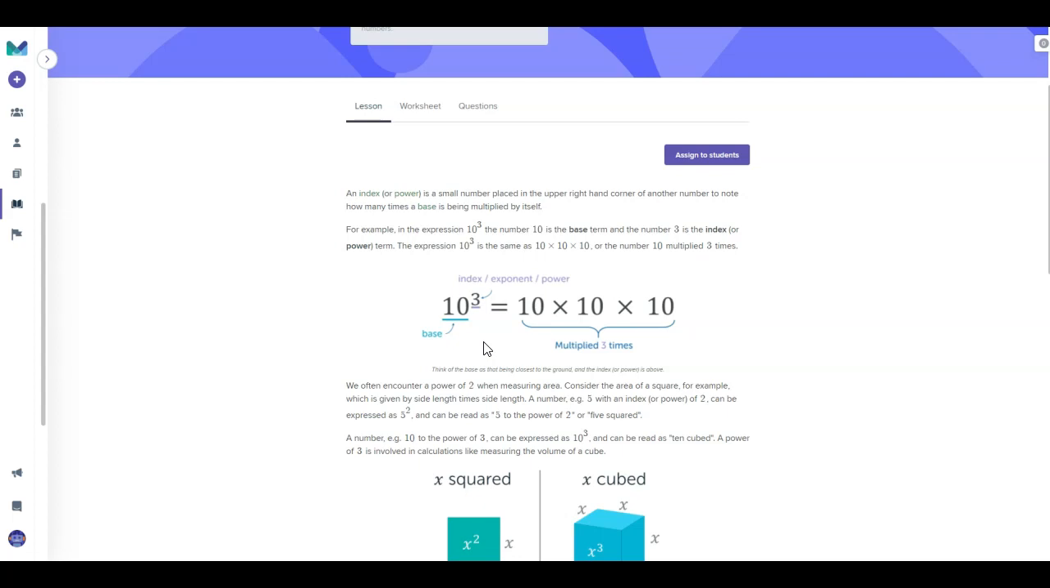Off you go and do your task, remembering to show all the working out where it's appropriate. And as always, if you need any help, please make sure you're asking.